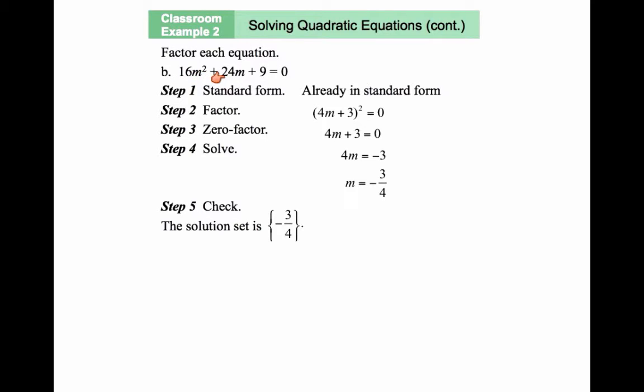So factor each equation. In this case, we have 16m squared plus 24m plus 9 equal to 0. First step is to write it in standard form. It's already in standard form. Second step is to factor them. If you don't see this is a perfect square, you can use the trial and error method. Refer to my previous lectures if you still have a problem with factoring. You factor this, you notice that you get 4m and 4m, 3 and 3, so it would be 4m plus 3 squared. So here would be 4m plus 3 is equal to 0.